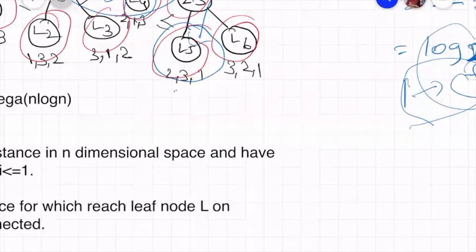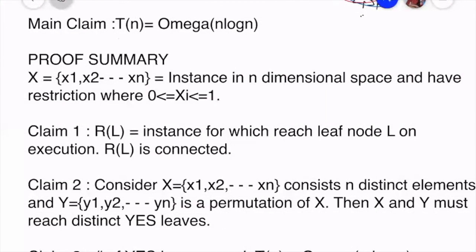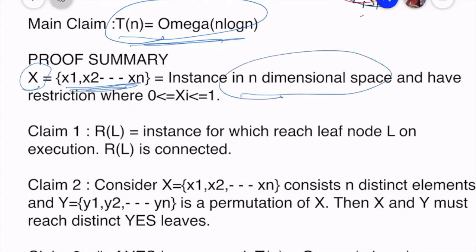In our new approach, our main goal is to prove that T of n is omega of n log n. Before proving this main claim, we need to consider that there is a point x which consists of coordinates x1 to xn in an n-dimensional space. We will apply the restriction that this point should be between 0 and 1 for better understanding. Then we are going to consider another three claims which lead us to prove the main claim.